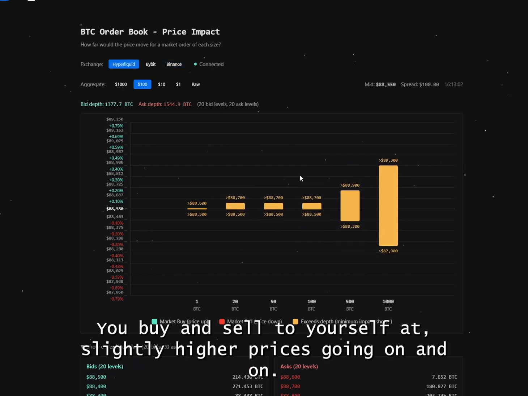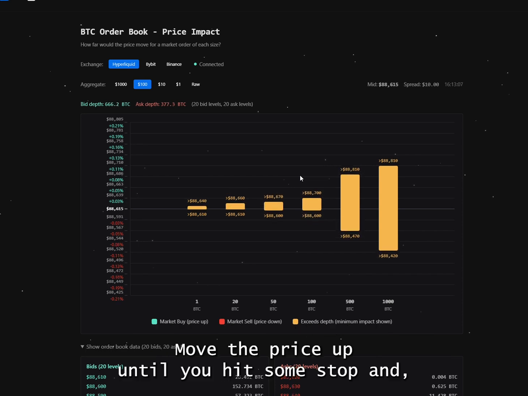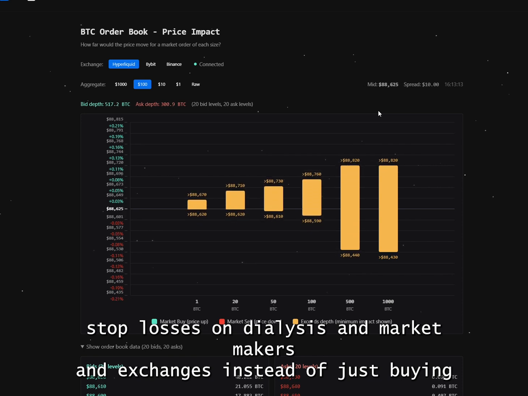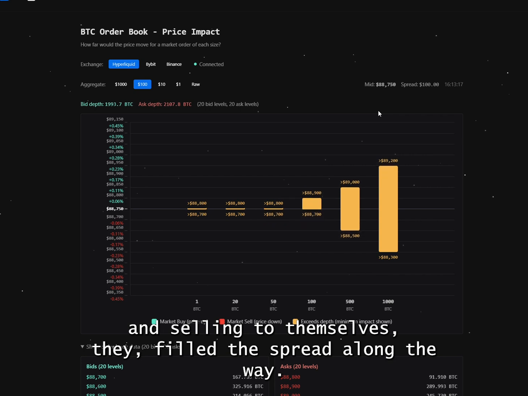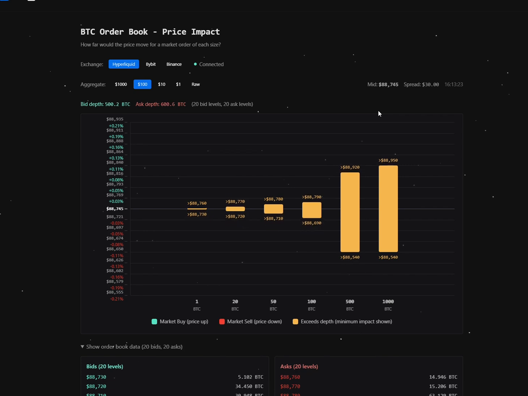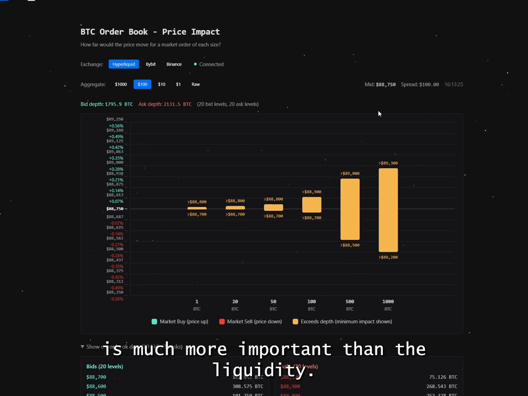You buy and sell to yourself at slightly higher prices, going on and on, and move the price up until you hit some stop losses or buy losses. And market makers and exchanges, instead of just buying and selling to themselves, fill the spread along the way. That's why I say that the liquidity that is very close is much more important than the liquidity that is very far.